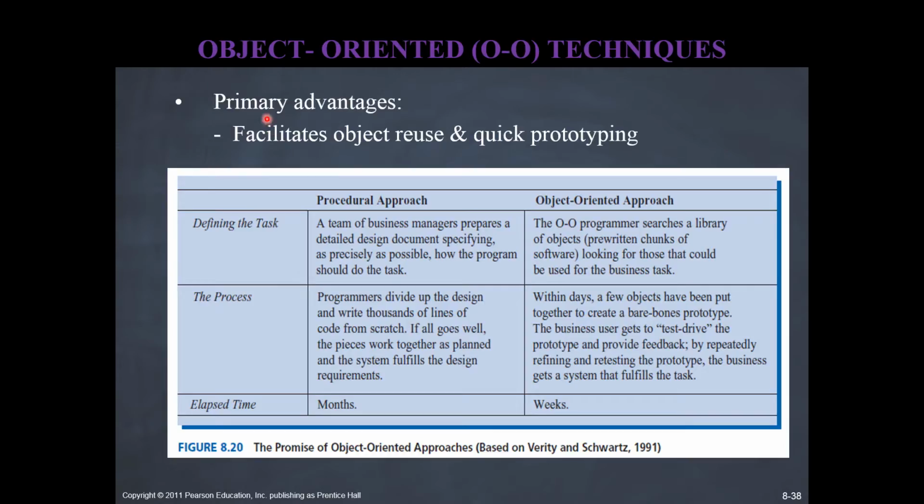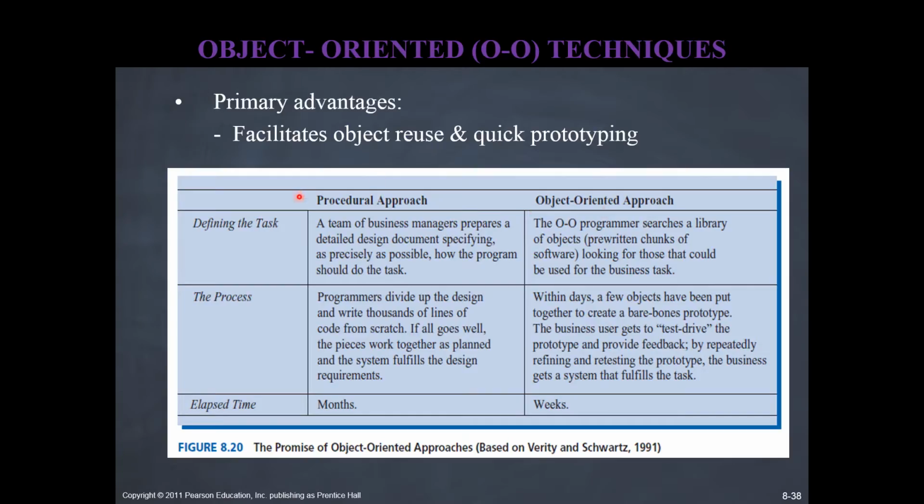So what is the essence of object-oriented methods that have been developed relatively recently in comparison to the procedural methods, and they are gaining increasing popularity and use? Now, the essence of object-oriented techniques or methods is that they facilitate object reuse and quick, rapid prototyping of information system solutions. So this is the essence. This is the main difference between procedural approach and the object-oriented approach.